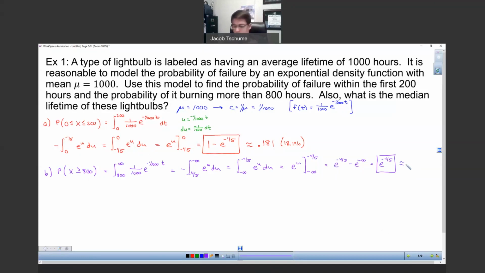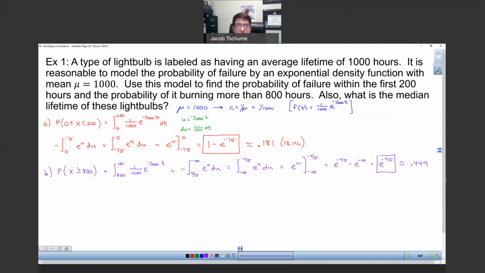Now, if they ask you for a decimal approximation, when I did it earlier, I got 0.449, which means only about 45% of the light bulbs actually last more than 800 hours, even though they're claiming that the average is 1,000. That doesn't make sense. Well, that's where companies get you.